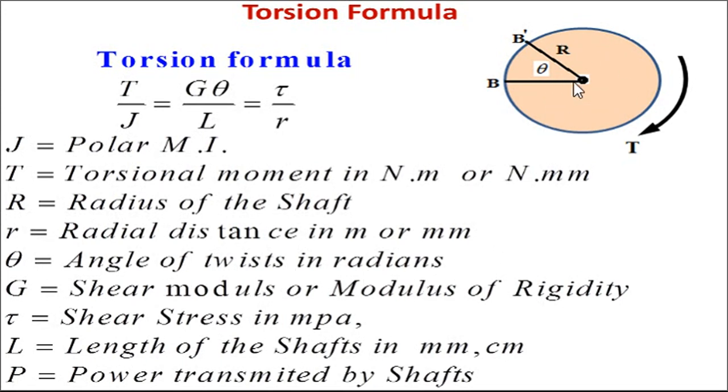What happens whenever this particular section gets twisted, this OB changes into OB dash. There will be some angle of twist theta due to the twist. That theta is the angle of twist in radians. Normally, sometimes it is given in degrees. So whenever angles are given in degrees, you should convert them into radians by multiplying with pi by 180. Okay, degree into pi by 180, you will get that angle in radians.